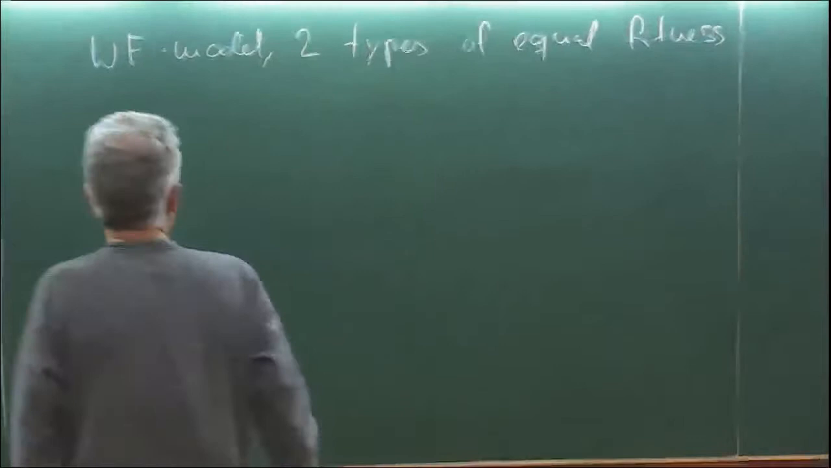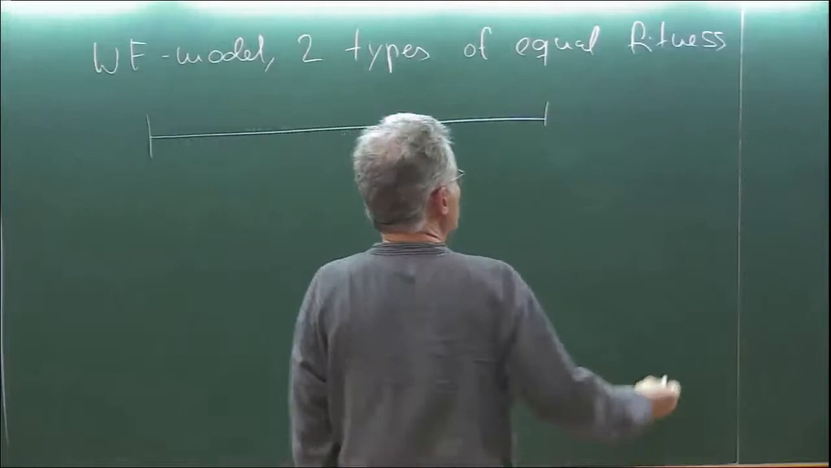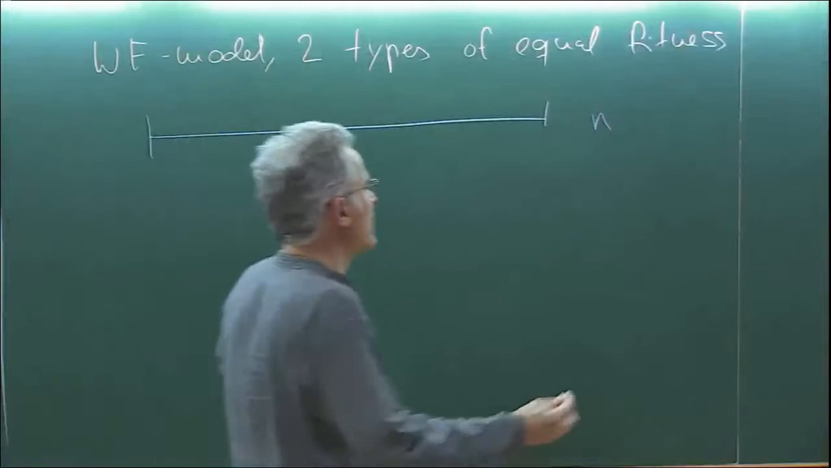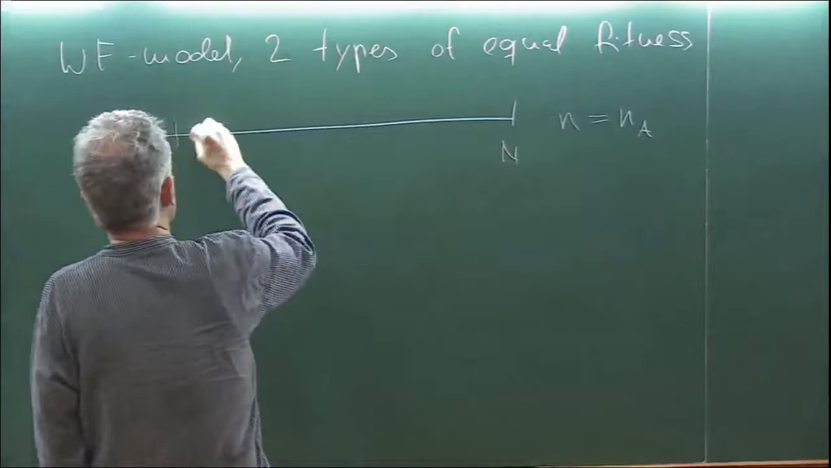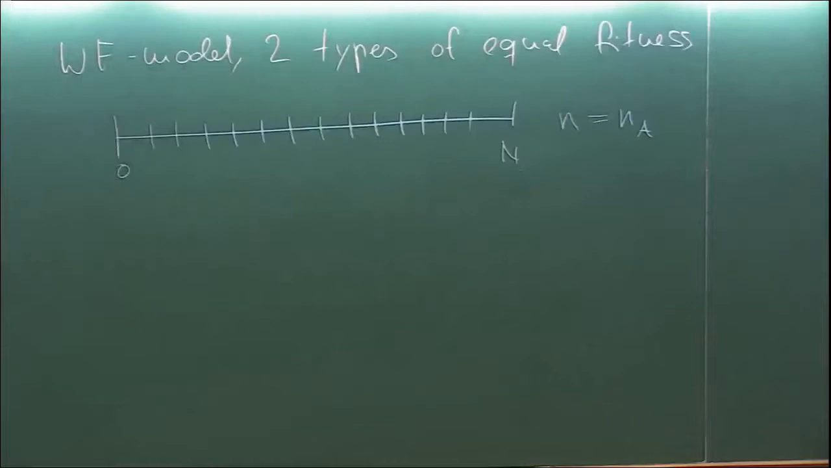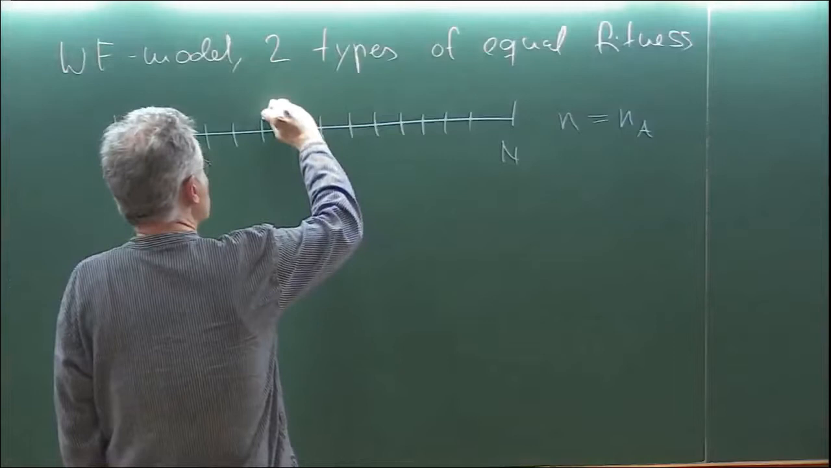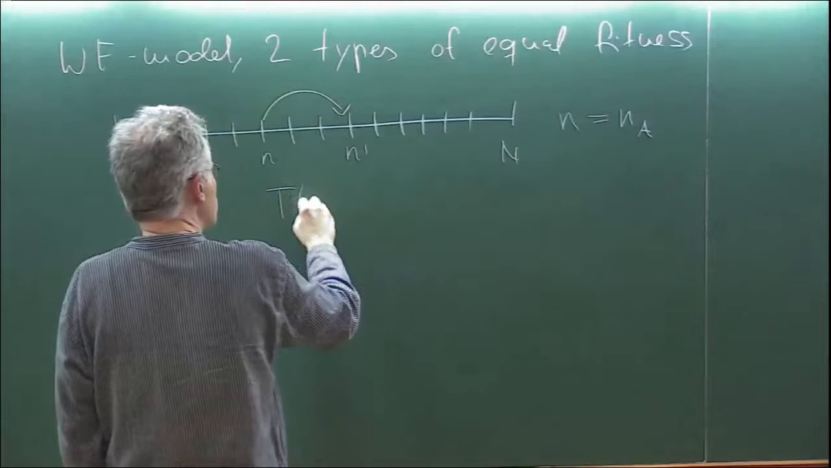And the picture that we arrived at was the following. The variable of interest is the number of individuals of one of the types, N_A, which for simplicity I simply call small n, and this varies between 0 and N. The Wright-Fisher process describes how from one generation to the next this changes. You go from some initial n to some final n' according to this transition probability T(n'|n).